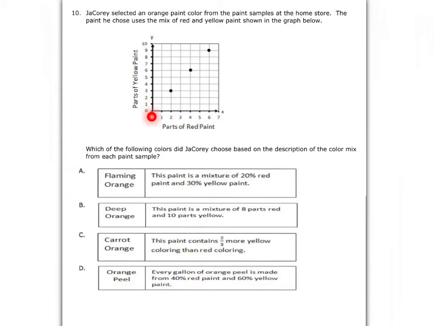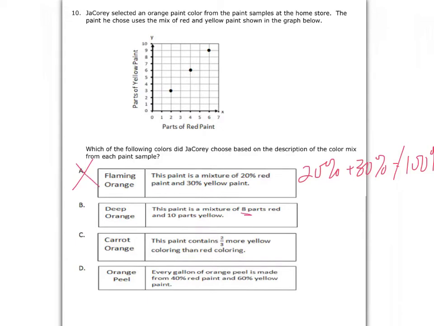So when we read this first one, this paint is a mixture of 20% red paint and 30% yellow. Well, it says the paint is only a mixture of red and yellow. So if you add 20% plus 30%, is that going to equal 100%? Nope, it doesn't equal 100%, so that one can't be the answer.